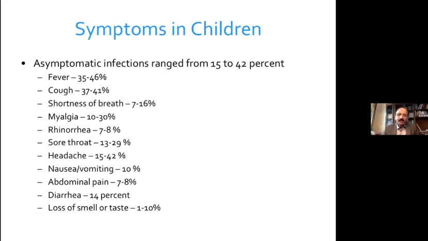Now, I must mention this, particularly the GI symptoms, because the Delta virus is causing more GI symptoms than any previous variant. Of course, nausea, vomiting, abdominal pain, and diarrhea were there in the previous strains as well, but it is more so with the Delta virus, which is causing less loss of smell and taste as compared to other variants.